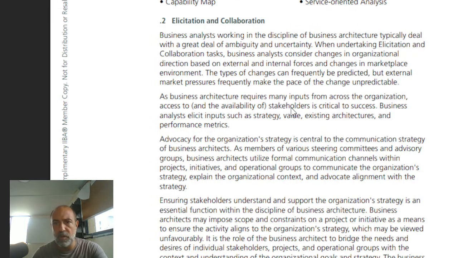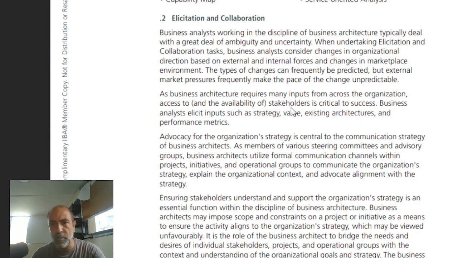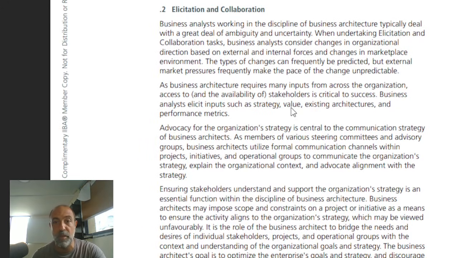All right, I'm reading it slowly. When undertaking elicitation and collaboration tasks, consider the changes in organizational direction based on the external and internal forces and changes in the marketplace. So you're really balancing here, because the types of changes can frequently be predicted, but external market pressures frequently make the pace of the change unpredictable.